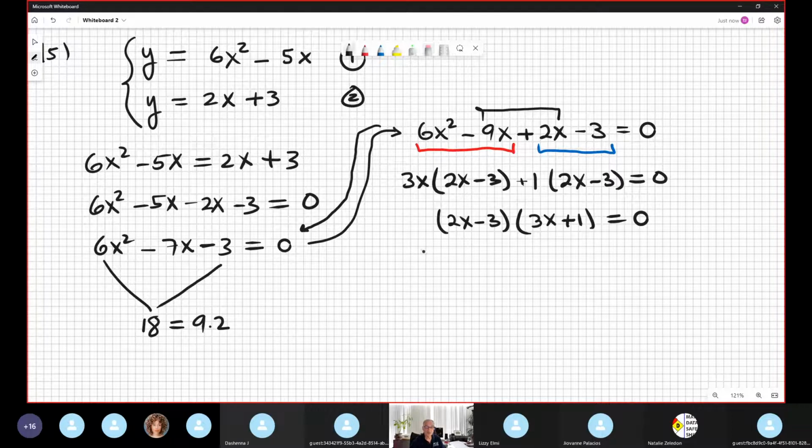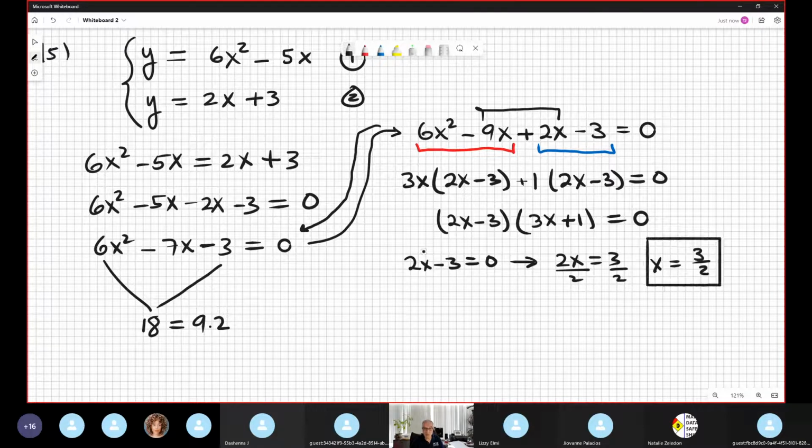Okay, ready. So now I apply the zero factor property. 2x minus 3 is 0. I solve for x. Super easy linear equation. 2x equals 3, divided by 2, by 2, not by 3, by 2. Divided by 2, both sides, x is equal to 3 halves, 1.5. Now, likewise, 3x plus 1 equals 0 is 3x equals minus 1, divided by 3, x is equal to negative 1 third.